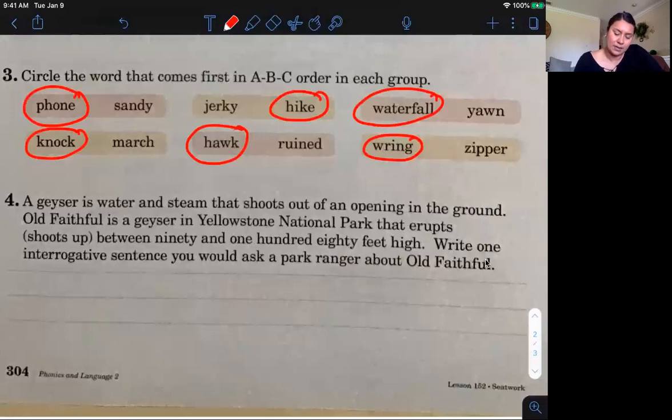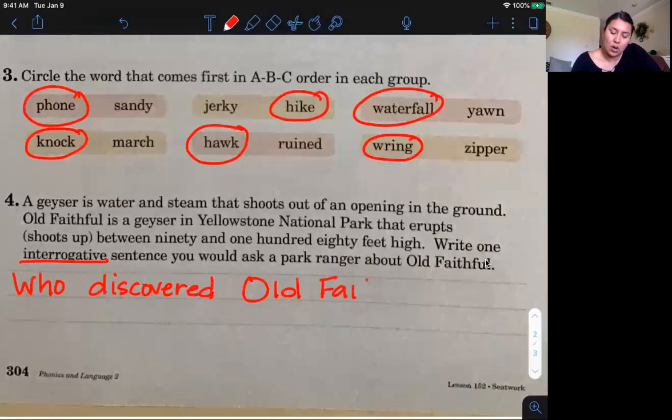I know what I would ask. Who? Remember, interrogative sentences ask questions. So we need to use our question asking words at the beginning. Who discovered Old, and this is capital because it's a famous place, Old Faithful? Question mark. If you have another sentence you'd like to ask that's interrogative, that's asking a question, you may write that as well. But this is the one that we came up with together.